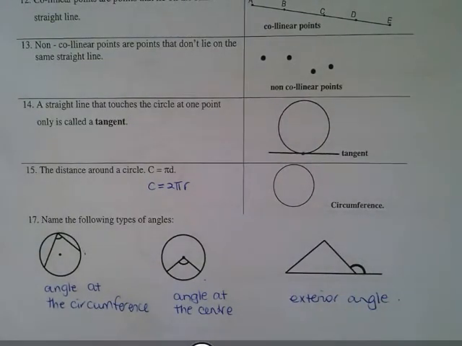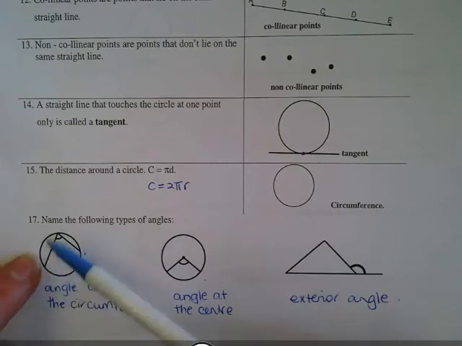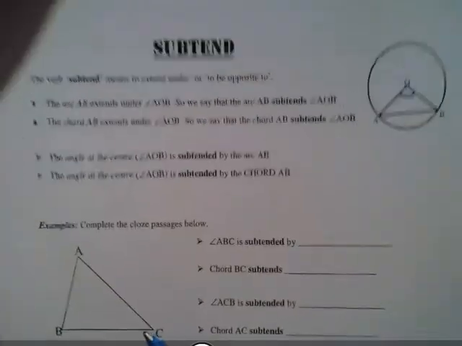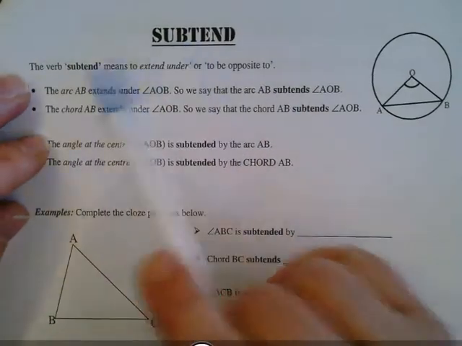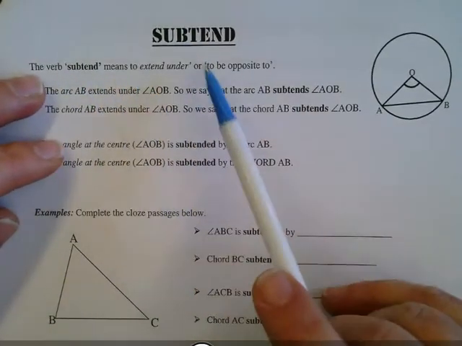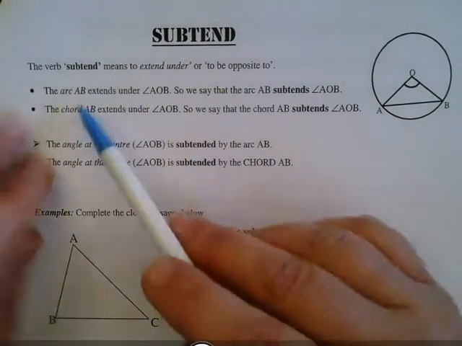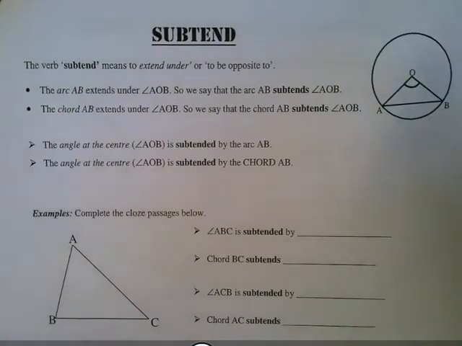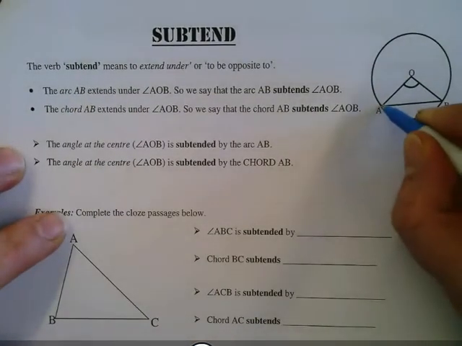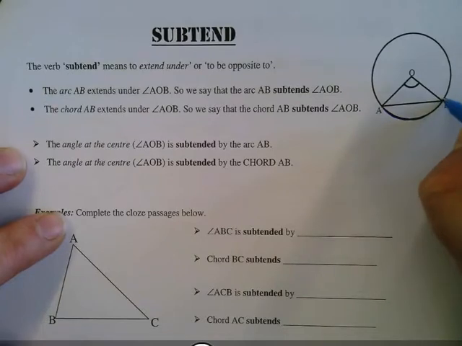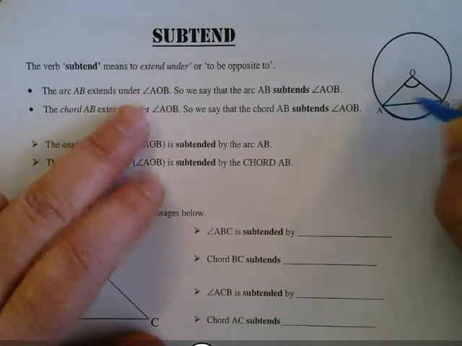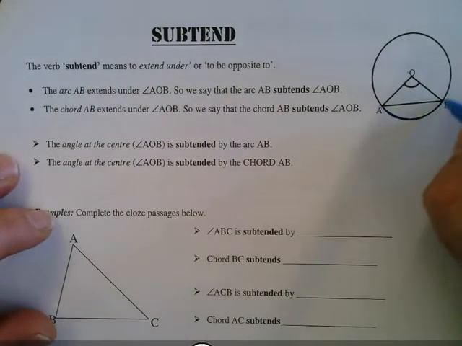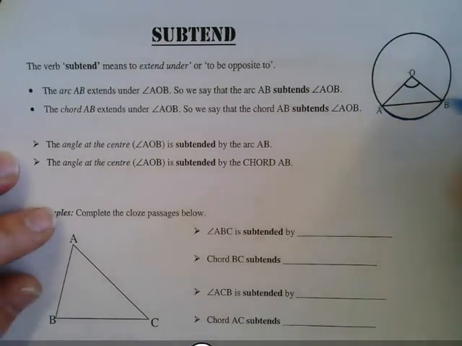Okay, so we're going to be using all this terminology. Angle at the circumference, angle at the center, the exterior angle. Here's a new word, subtend. So the word subtend means to extend under or to be opposite to. So if we look at this diagram here, the arc AB. So the arc is along the circle. So the arc AB is that. The arc AB extends under angle AOB. So what we say is the arc AB subtends angle AOB.